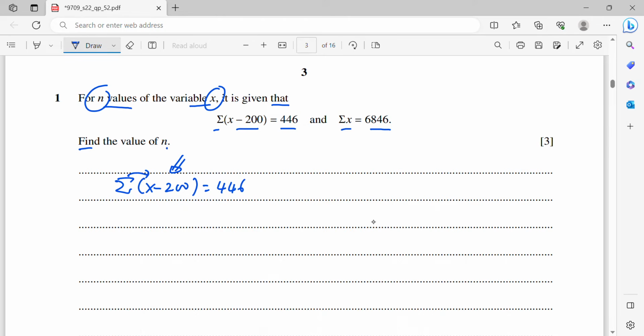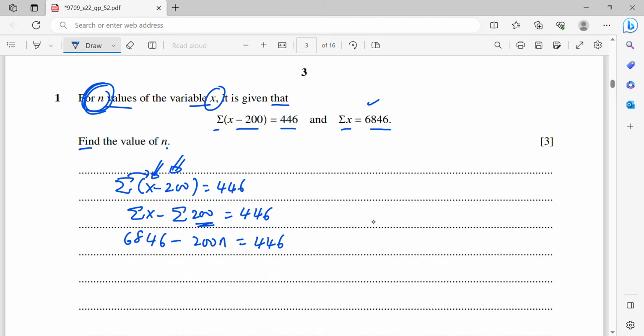Okay, so from here I can just do expansion. It will be summation x minus summation of 200 equals 446. So summation x is given 6846. And then just for information, summation 200 means that you add the 200 for n times, because you have n times of the x values, which means this is 200 times n equals 446.